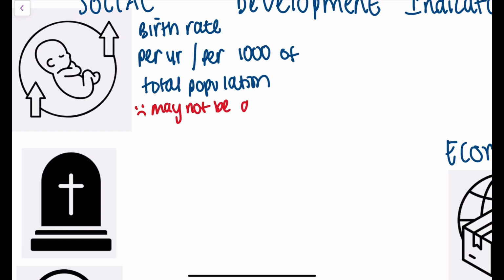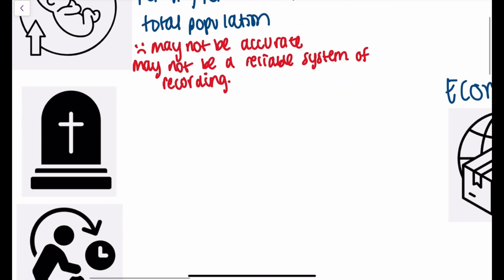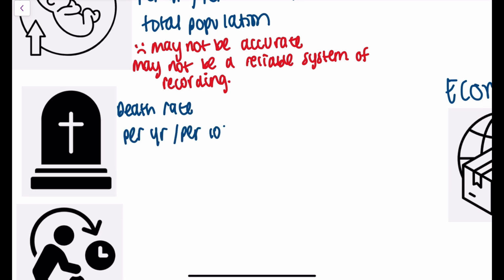However, the issue with birth rates is that they may not be accurate because there may not be a reliable system of recording births in some parts of the world. We next then move on to the death rate. Now, the death rate is the number of deaths in a year per thousand of the total population. Again, remember in a year, remember per thousand of the total population.